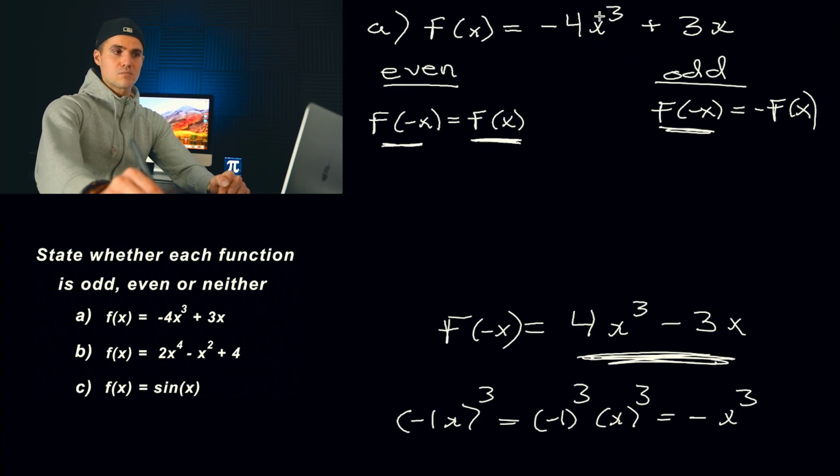We got a 4x cubed. Here we got a negative 4x cubed. And just that alone right there is enough to see that it's not going to be the same. But we also have a 3x and a negative 3x. So this condition for this particular function is not met.